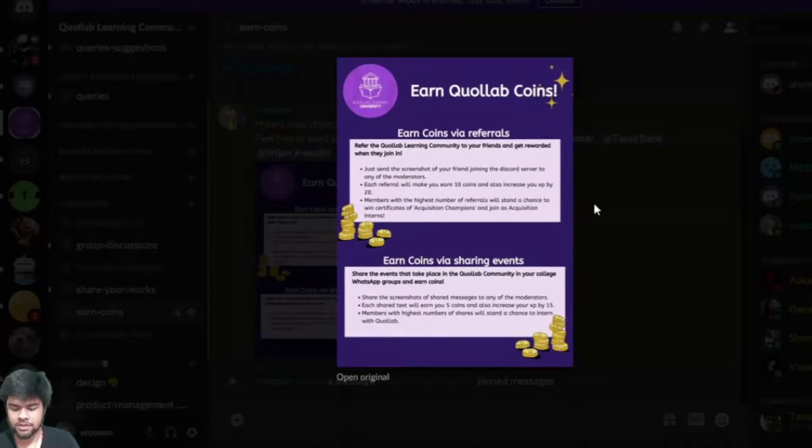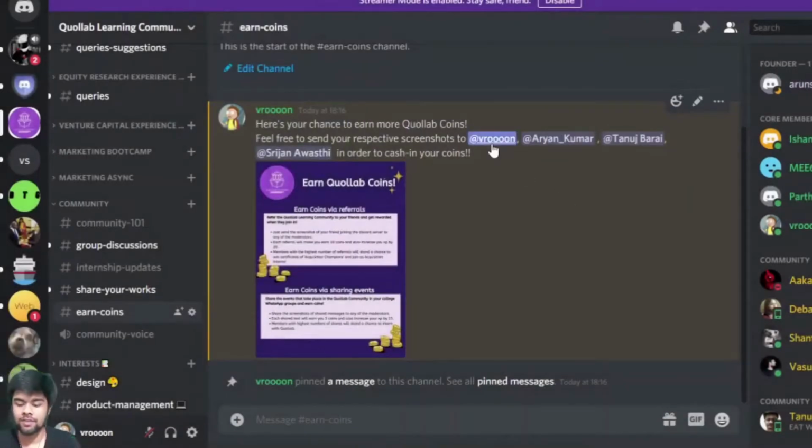Then you have earn coins via sharing events, where you have to submit the screenshots where you have shared the events that take place over this Discord server into your college groups, and for every screenshot that is valid and that you have shared with the moderators of this Discord server, you'll get 5 Quollab coins and your XP will increase by 50. And as far as the moderators are concerned, you can send your screenshot to the people mentioned in this message, and this is how you can mine more and more Quollab coins and use them for unlocking different rewards and play more and more games on this Discord server.